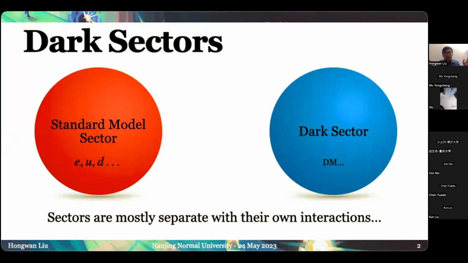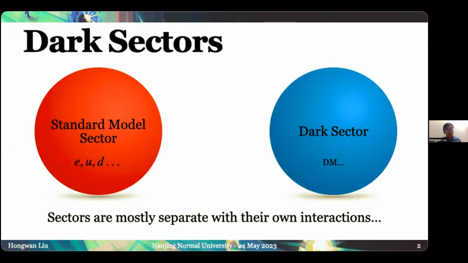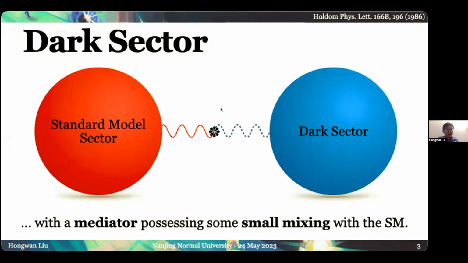And so the dark sector is essentially this idea that all of the particles that we know and love, for example, the electron, the up quark, the down quark, all live in the standard model sector. And then there's another sector called the dark sector, which contains not just the dark matter, but it could contain many other particles as well, including its own forces and stuff like that. That's all happening inside the dark sector. Both of the sectors are mostly separate with their own interactions.